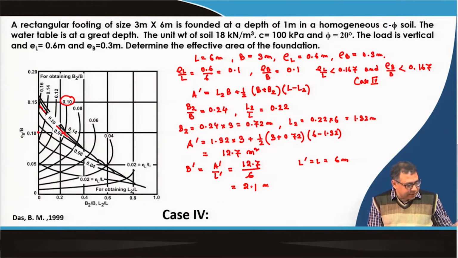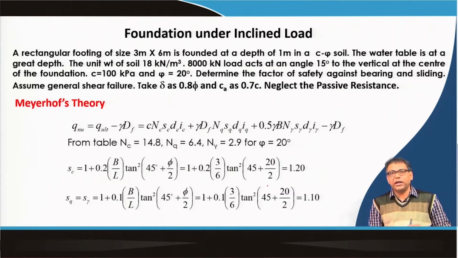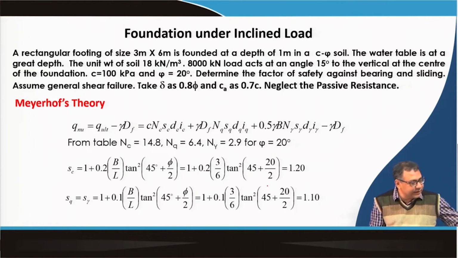So, in the next effect, if the load is not vertical, if it is inclined, then how can I determine the bearing capacity? That means the foundation under inclined load. So, foundation under inclined load, how can I take care of that effect?